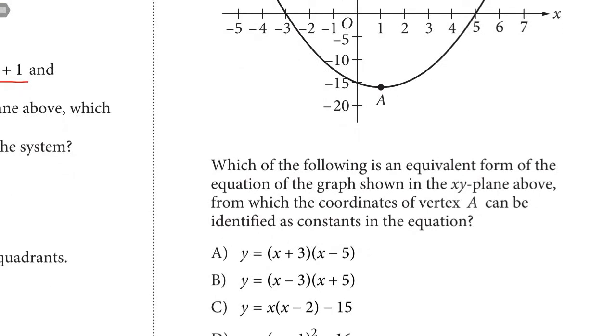Which of the following is an equivalent form of the equation of the graph shown in the xy plane above, from which the coordinates of vertex A can be identified as constants in the equation?